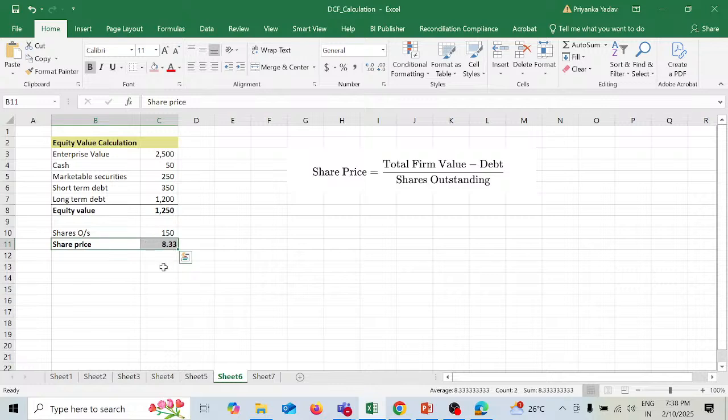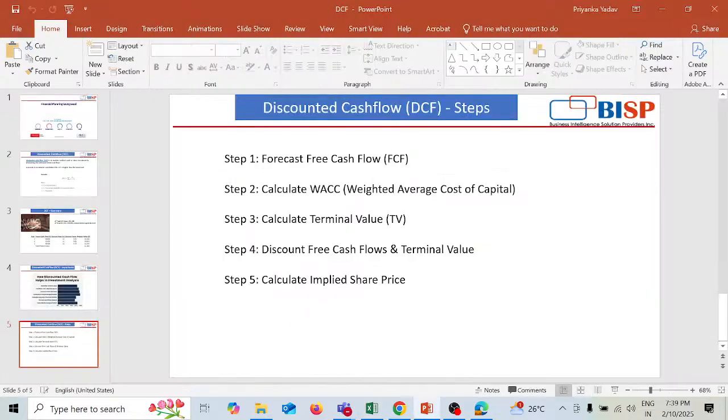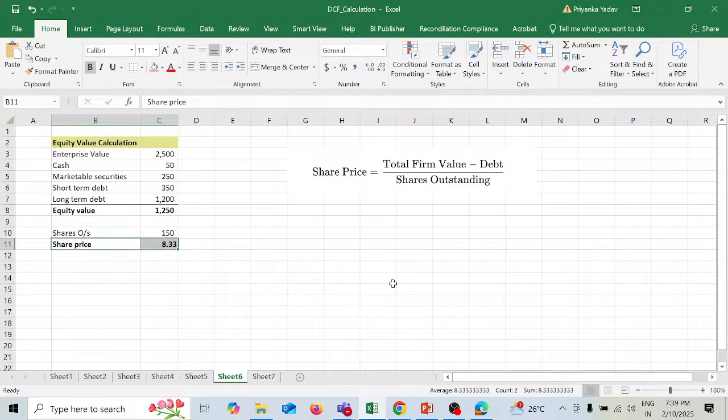So the implied share price from discounted cash flow calculation, this represents the intrinsic value, or you can say true value, of company's stock, which is based on its expected future cash flows. It tells us whether a stock is undervalued, fairly valued or overvalued compared to its current market price. Now this is the final step over here, you've already calculated. Now after this you will compare this share price with your current market price.